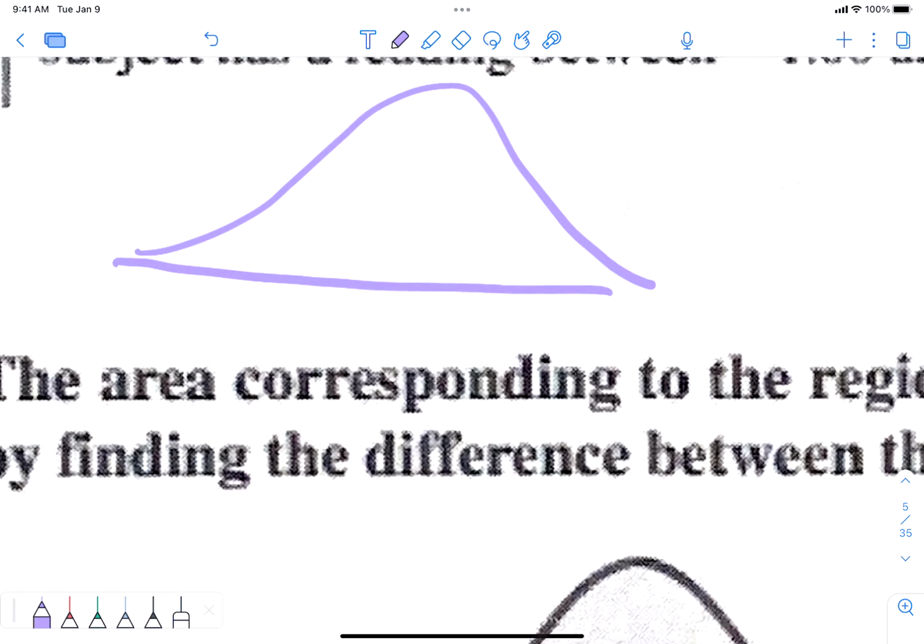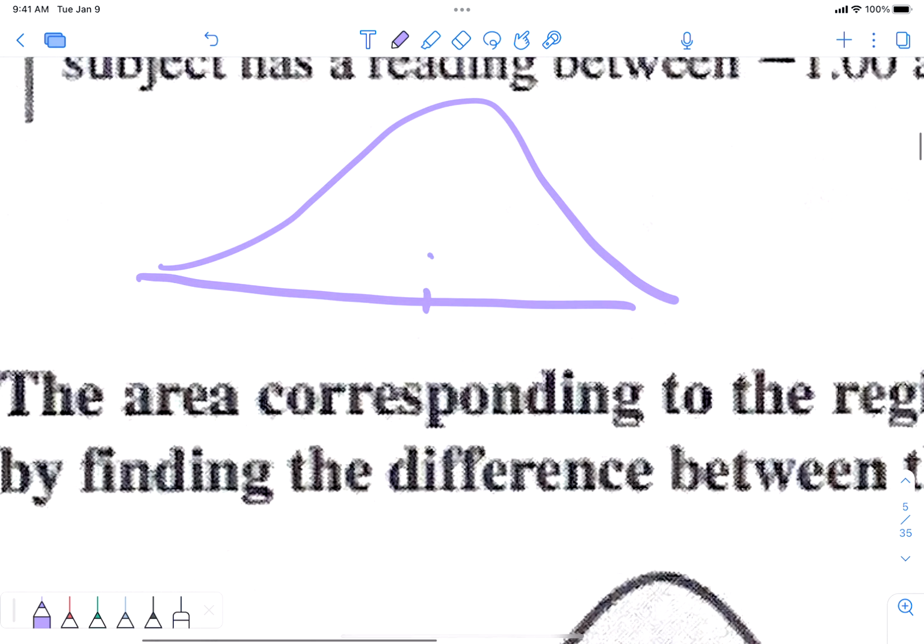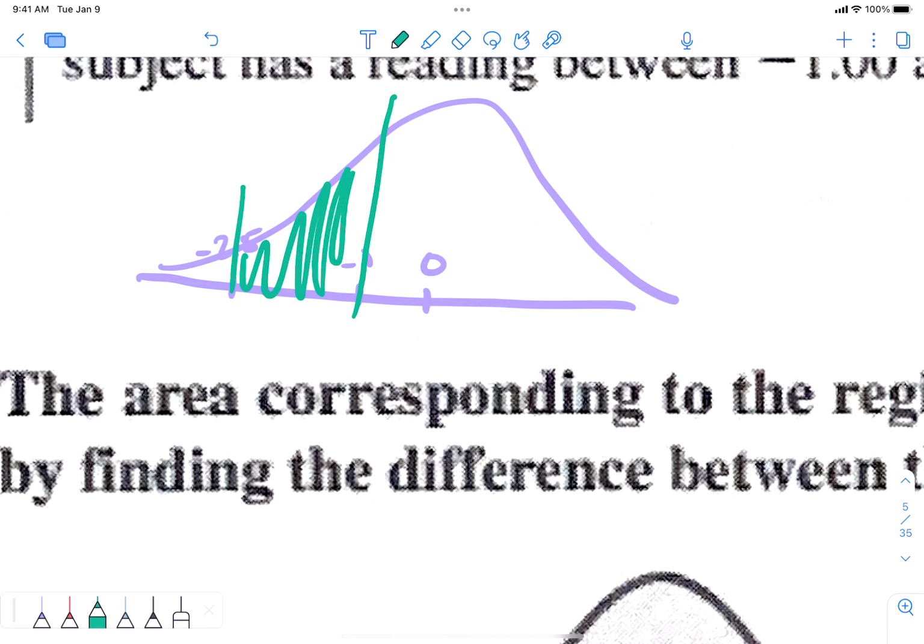Okay, so I have to draw the picture out. 0 lives here. Okay, -1 lives here. -2.5 lives here. Now, we just did an example exactly like this, except we had to convert to the z-score. They're already giving us the z-score here, right? All we have to do is look up on the chart and figure that stuff out. So I'm trying to find what percentage is here, okay?